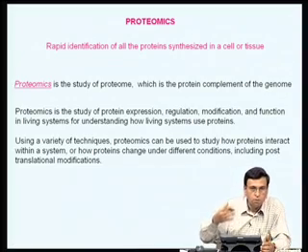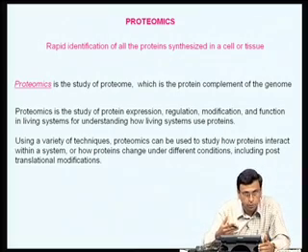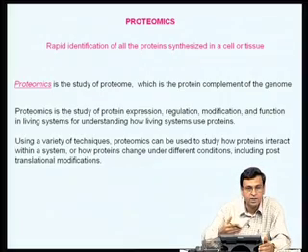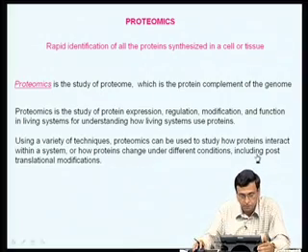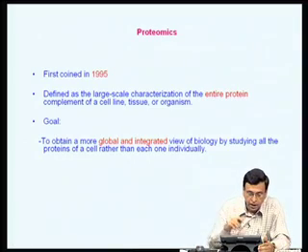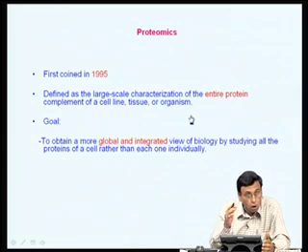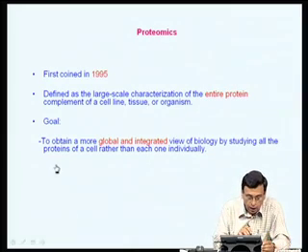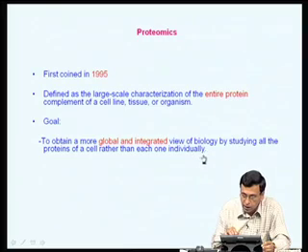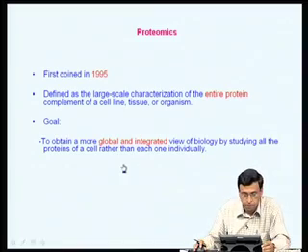So, let us now discuss briefly what kind of techniques have been developed to do proteomics, how does one go about doing proteomics, and what are the applications of proteomics. The term proteomics was first coined in the year 1995 and it is defined as the large scale characterization of the entire protein complement of a cell line, tissue or an organism. And the goal of proteomics at that time was to obtain a more global or integrated view of biology by studying all the proteins of a cell rather than each one individually. This was the goal of proteomics.